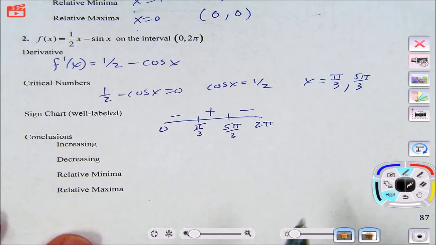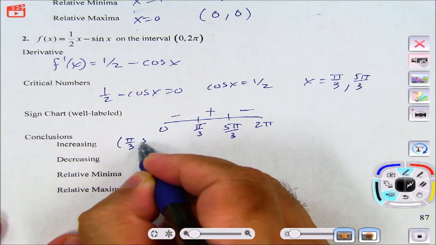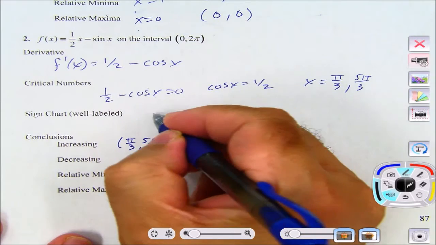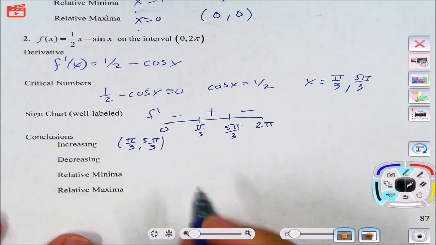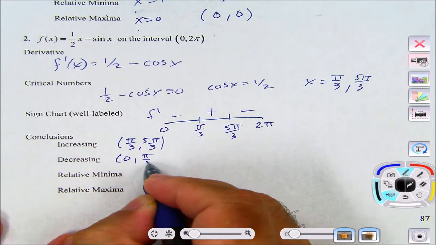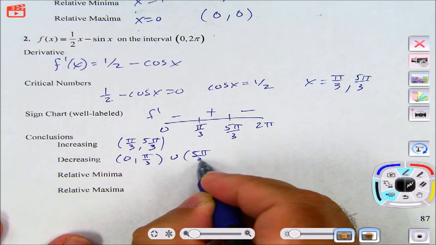So we say it's increasing from pi over 3 to 5 pi over 3, because that's where it's positive. And well labeled F prime. Decreasing from 0 to pi thirds and 5 pi over 3 to 2 pi.